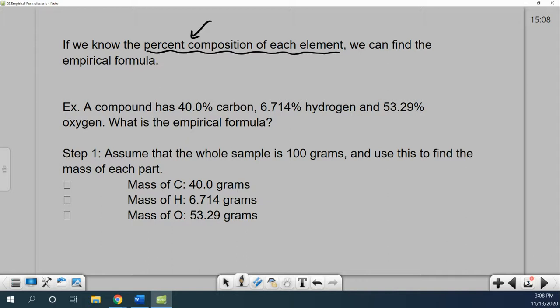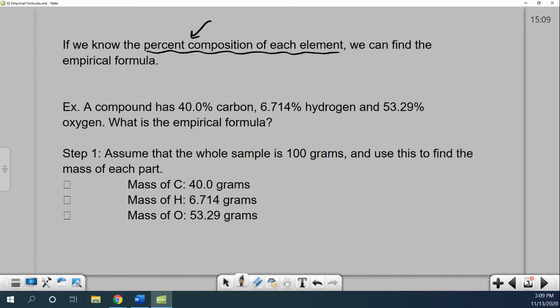Like if I told you, hey, this is CH2O, that's the empirical. You know you're looking at either CH2O, C2H4O2, C3, you know what I mean? You can do multiples of it. And so it really narrows down what your compound could be. You could have a very good idea of what's going on here.